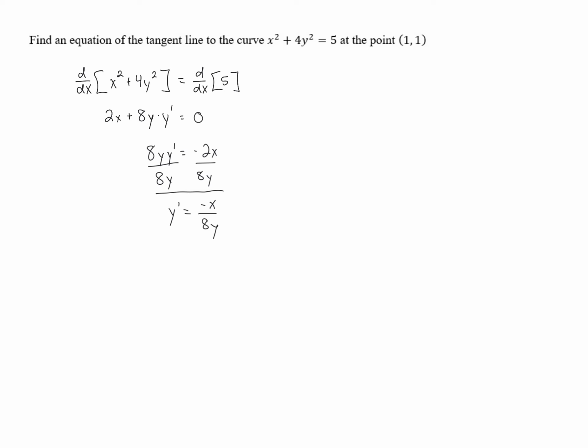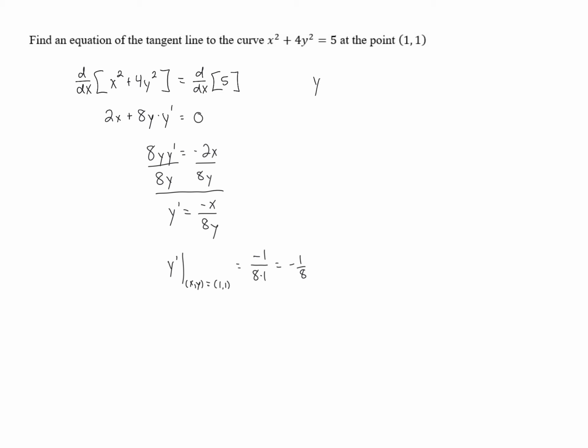Now, we need to evaluate this at the point (1, 1). And so for our derivative, when we've got x, y equals 1, 1, that's going to be equal to negative 1 over 8 times 1, or negative 1/8. So the slope of the tangent line is going to be negative 1/8.